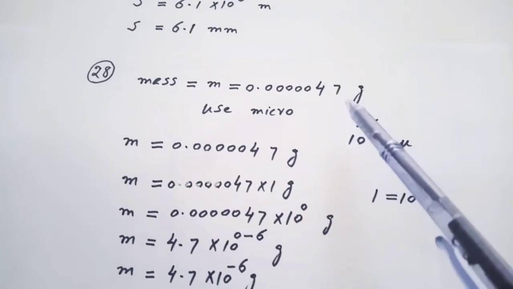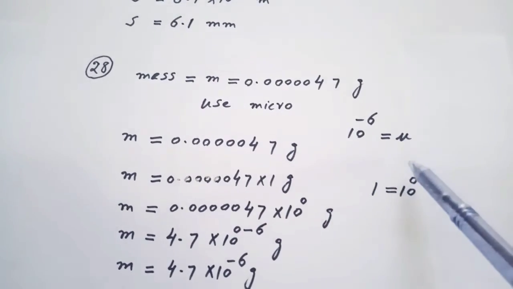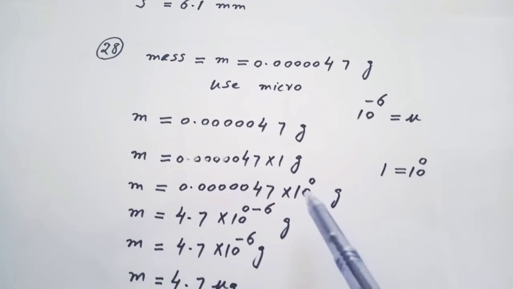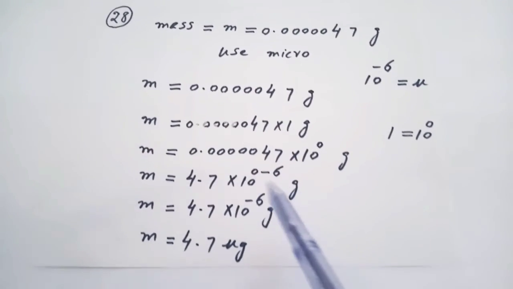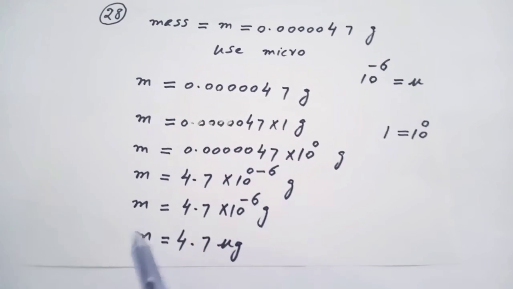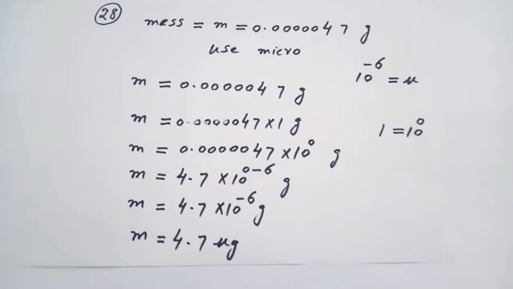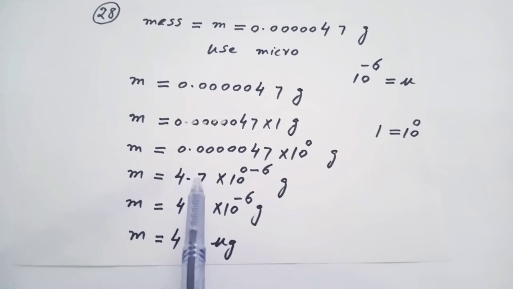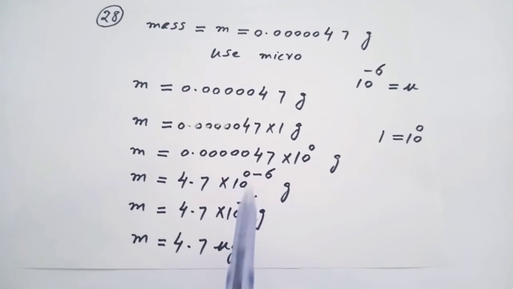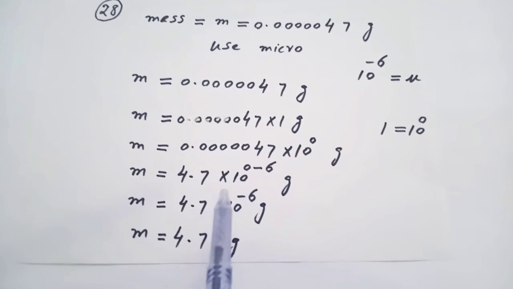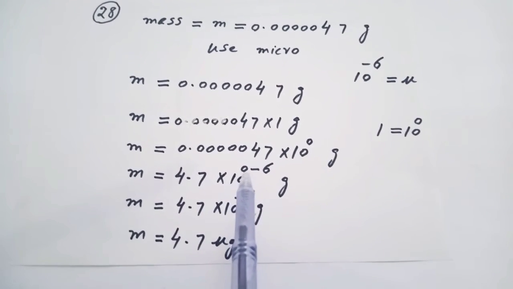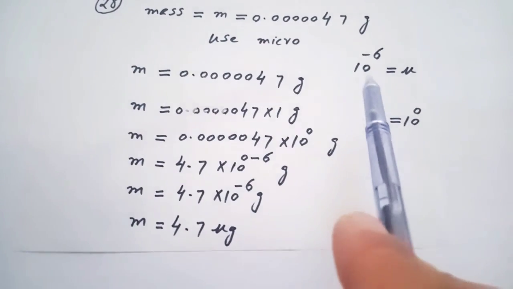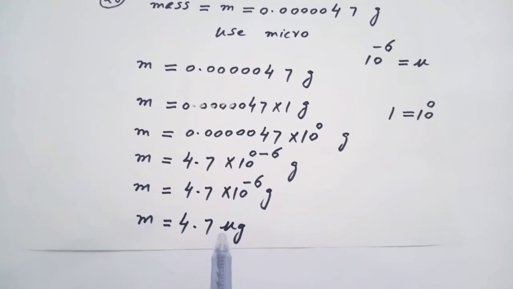Next is mass in gram. Use micro. 10 power minus 6 is micro. So here again we multiply this number with 1, and 1 is 10 power 0. So in place of 1 we write 10 power 0, and when we shift the point from here to this location between 4 and 7 through the 6 digits, then the power will decrease by 6. So here we write 4.7 multiplied by 10 power minus 6, and 10 power minus 6 is micro. So micro is the prefix used here.